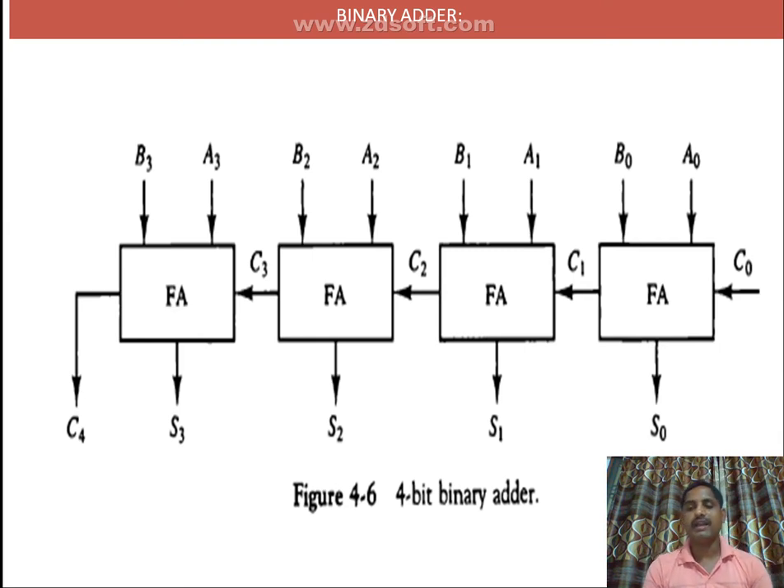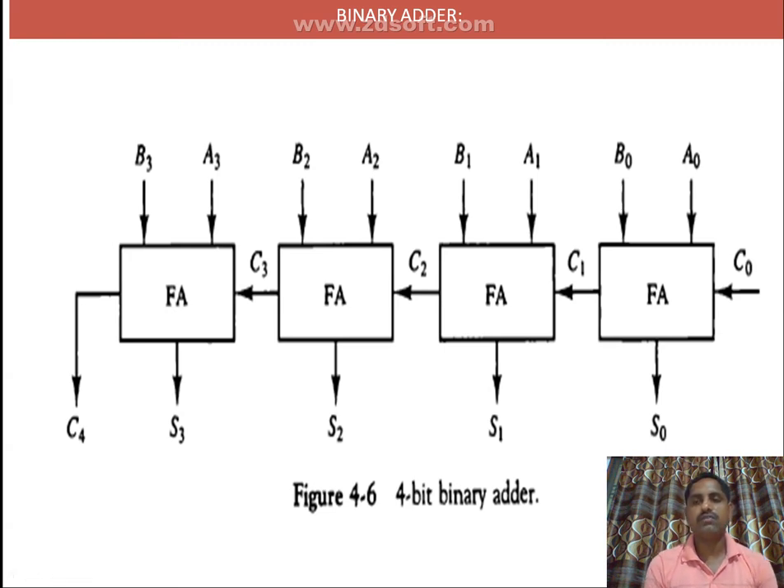Okay, so the binary adder is constructed with full adder circuits connected in cascade, with the output carry from one full adder connected to the input carry of the next full adder. So A0 and B0 are added, then if there is any carry, it will be added to the next full adder, A1. If any carry, it will go to the next adder, and so on. The outputs are S0, S1, S2, S3, the 4-bit binary adder.